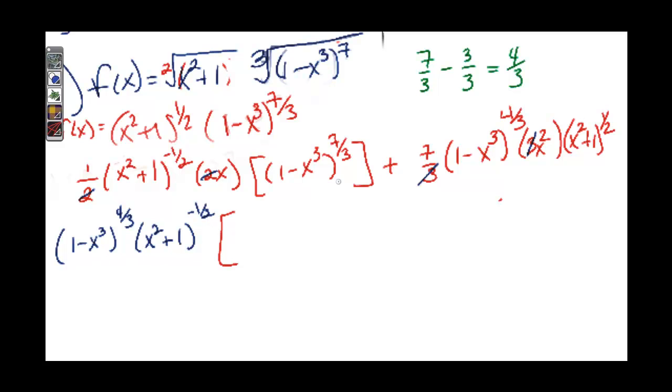Okay. So if I do that, you should be able to see that the x squared plus 1 to the negative 1/2 cancel, leaving me the x that's in front right here. And then if I divide these two, I would subtract 7/3 minus 4/3, which would give me 1 minus x cubed to the 3/3. Well, we know that 3/3 is just 1. Doing the same thing here, the 7 is going to get left behind. Then 1 minus x cubed to the 4/3 cancels.